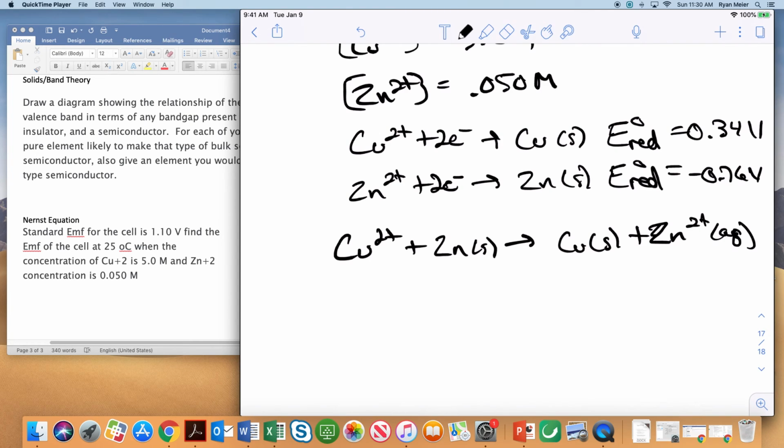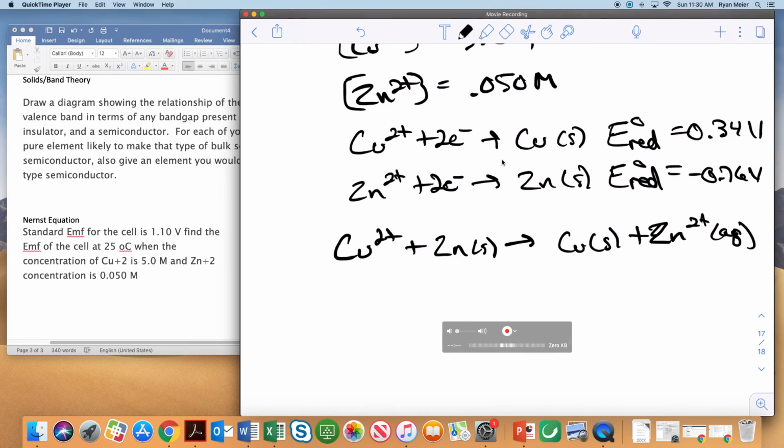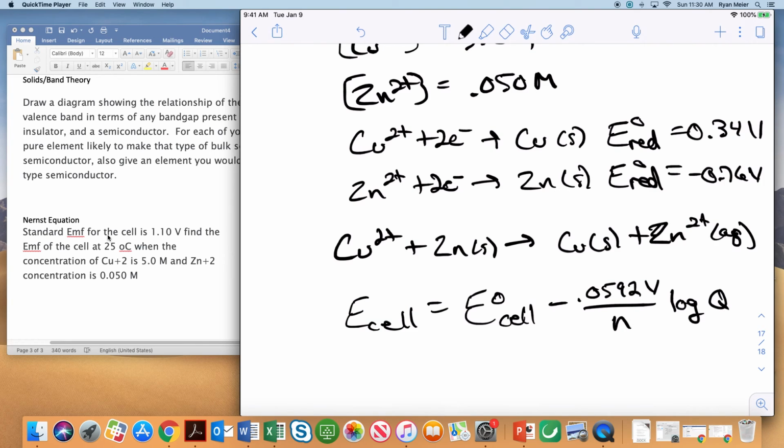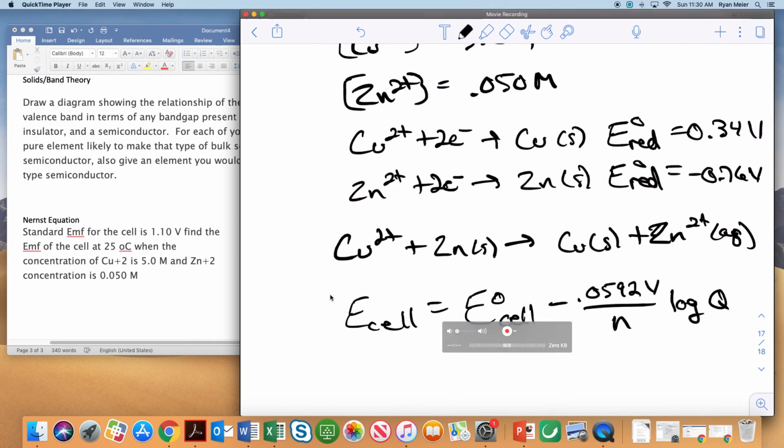Right, that's our balanced reaction. Now, why is that important? Because if I'm going to solve for my actual cell potential from a standard cell potential, I have to use the equation E cell is equal to E naught cell, minus, since I'm at 25 degrees, I can use this version, 0.0592 volts over n times the log of Q. And that's the important part. In order to find Q, I have to know the balanced reaction.